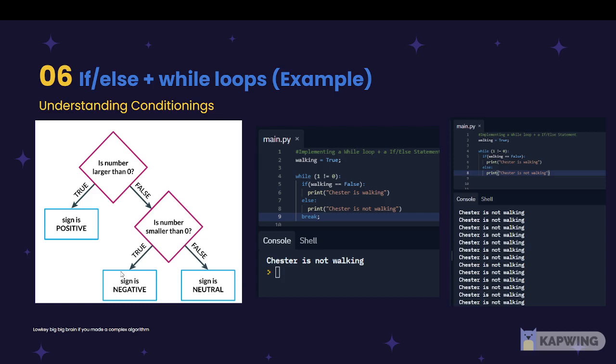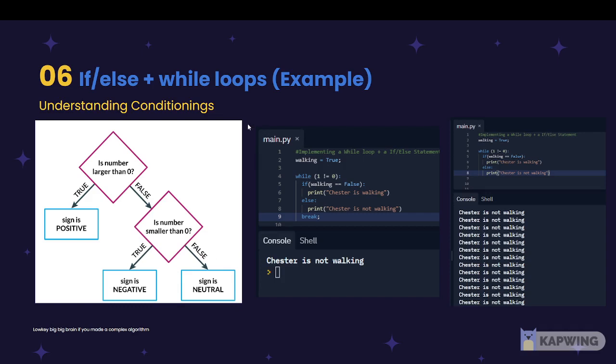Let's say we tested 0. Is 0 larger than 0? No. So you go down here. Is the number smaller than 0? False, meaning the sign is neutral.